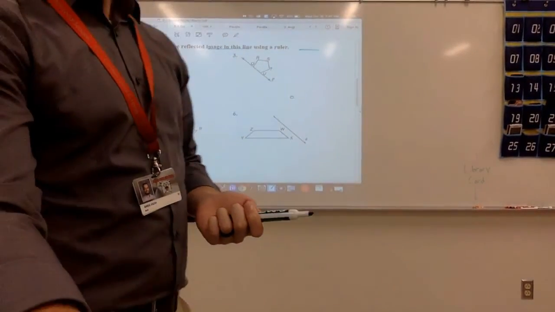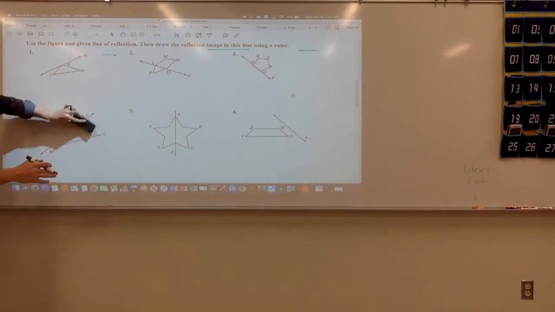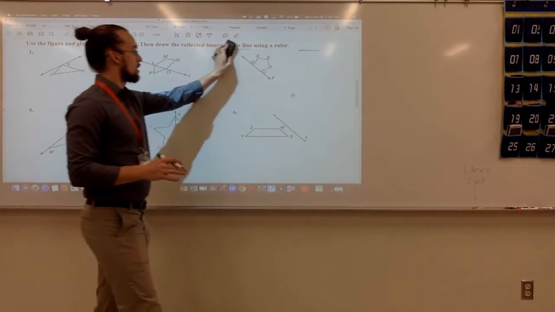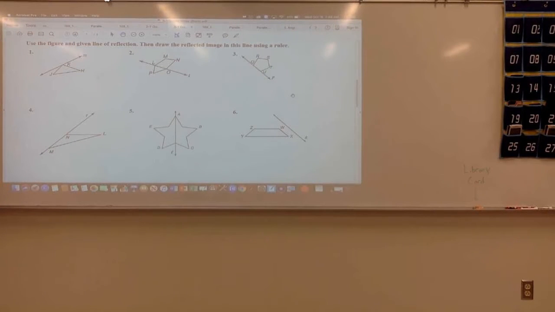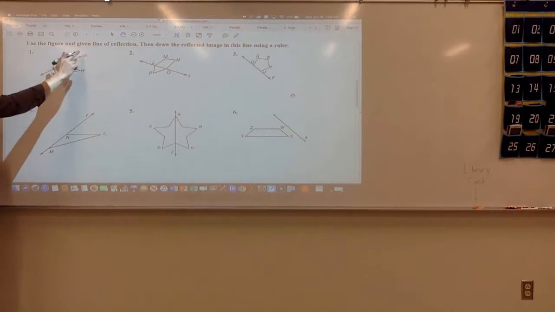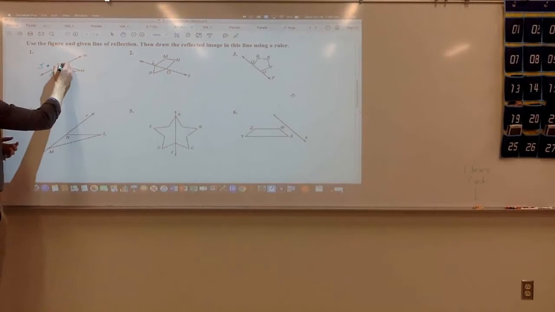So down here, we're just going to practice a few of these. And like I said, we're not going to measure and do this exactly. We're just going to kind of eyeball and try to draw perpendicular lines as close as possible. But if I want to do number 1, I'm going to start with point J, try to draw a line perpendicular to my line of reflection, and then try to go about that same distance on the other side to get to J prime. I'll do the same thing with K.